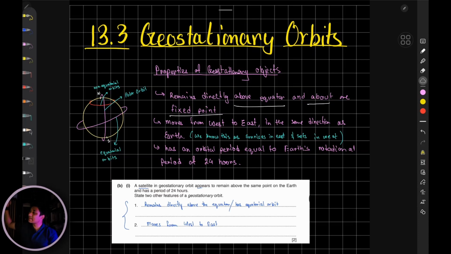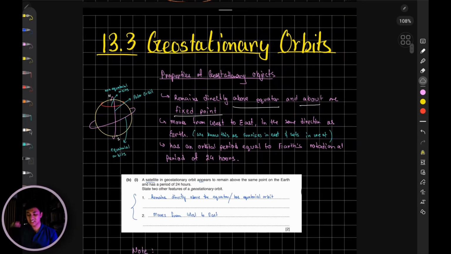It needs to stay exactly above the fixed point and it needs to revolve around along with the Earth, right? Okay, second point is it needs to move from west to east in the same direction as Earth. You already know that Earth moves from west direction to east direction.